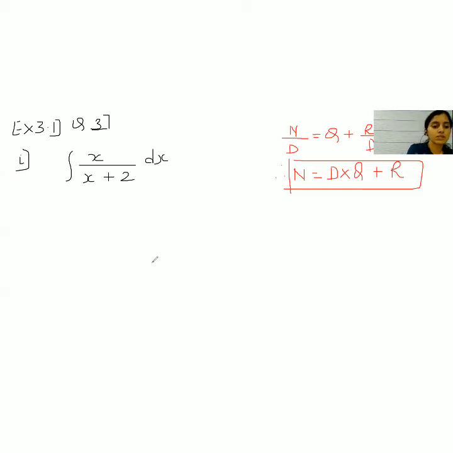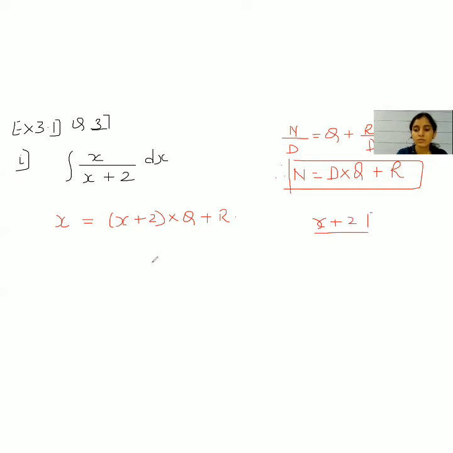So numerator here is x. x is equal to divisor, that is x plus 2, into quotient plus remainder. Now we don't know this quotient and remainder, so what we are going to do is find it out by long division.